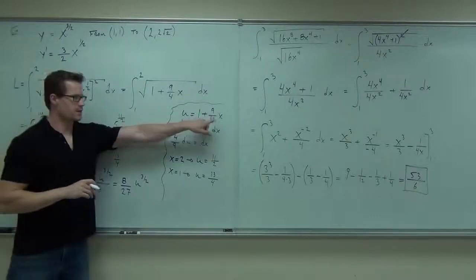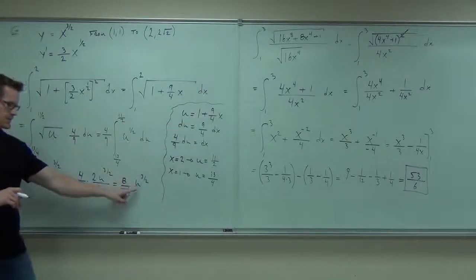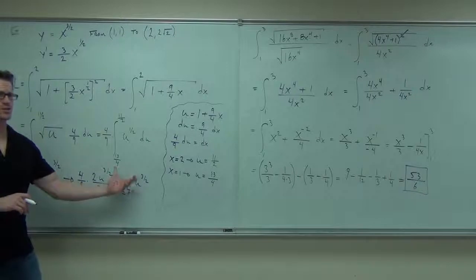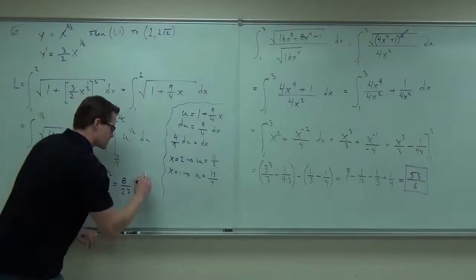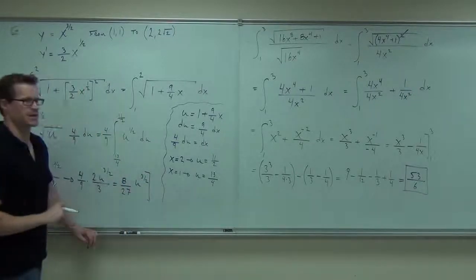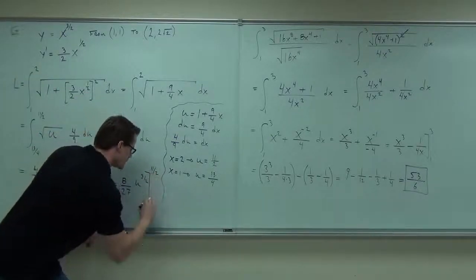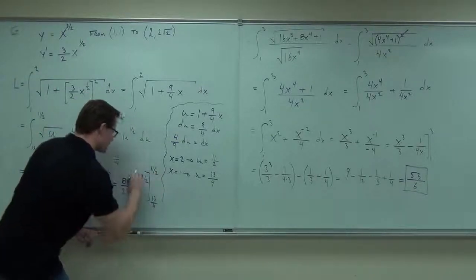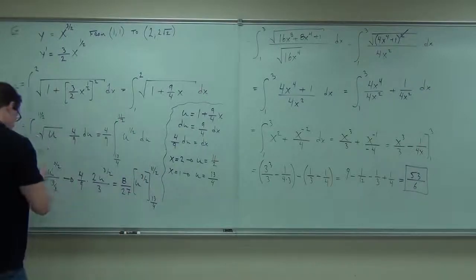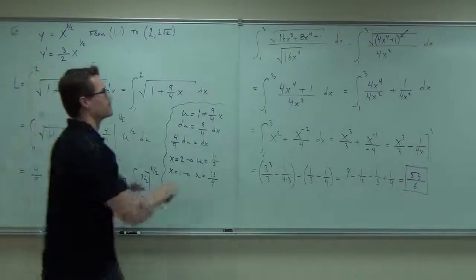Do I need to put this back into this? No, because I changed the bounds. It's great. All I want to do is evaluate from some really nasty numbers, actually. Really nasty numbers. You got 11 over 2. You got 13 over 4. Whew.